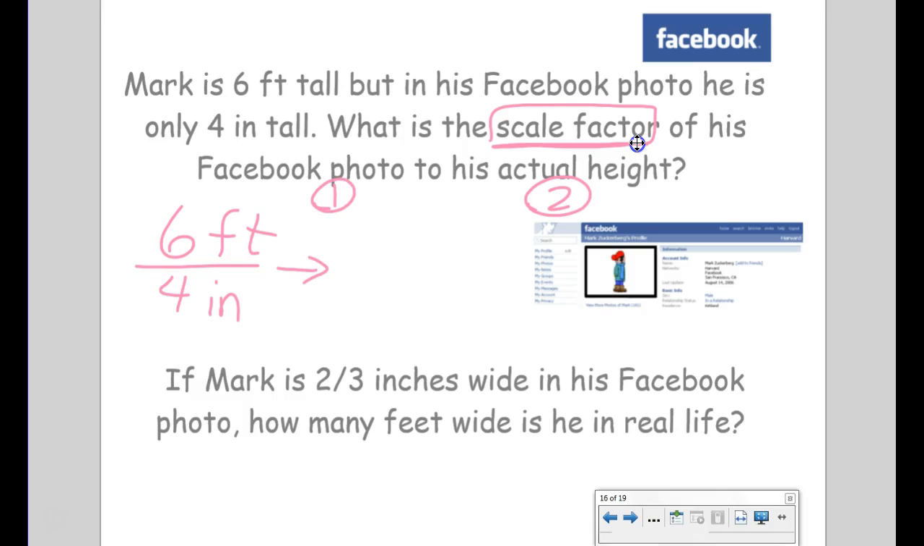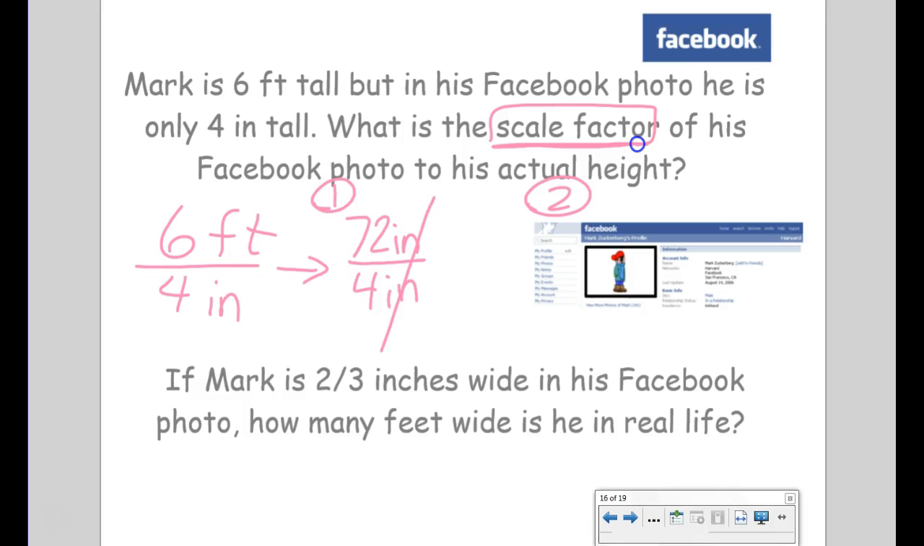Don't do it. What do you want to do? Let's change everything to inches. Do you know how many inches are in a foot? Think of a ruler. 12. Take that 6 and multiply by 12, please. 6 and 12. 72. So now, I hope you're writing this down, 72 inches over 4 inches.